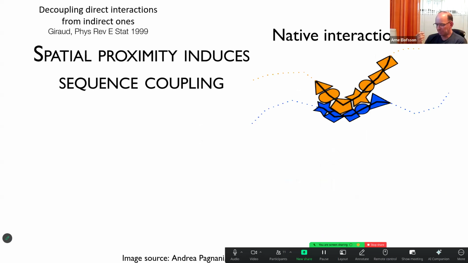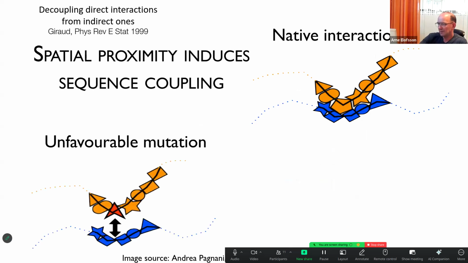However, sometimes in evolution, you have a mutation. So in this case, the pentamer here mutates to an arrow. And of course, this mutation will make that the packing is not as ideal, but maybe it's not too bad, so maybe the organism still survives. However, there will be a preference for having a compensating mutation.